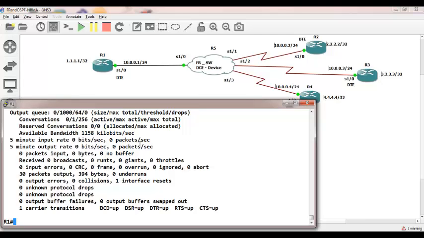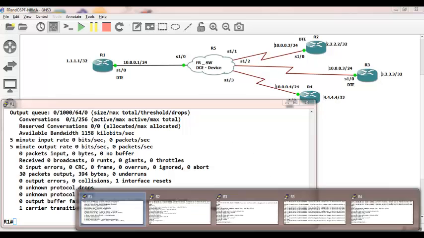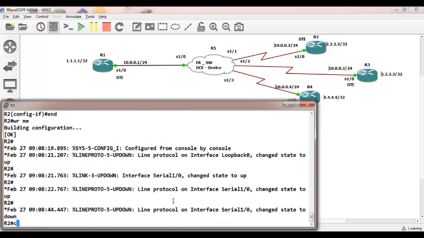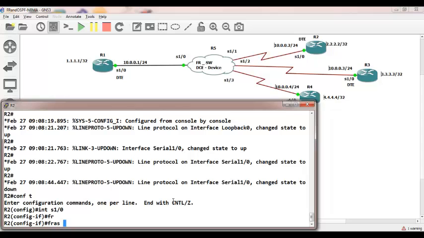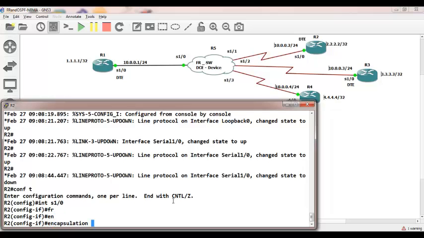I'm going to configure the other 3 routers quickly with frame relay. Interface serial 1/0, encapsulation frame relay.